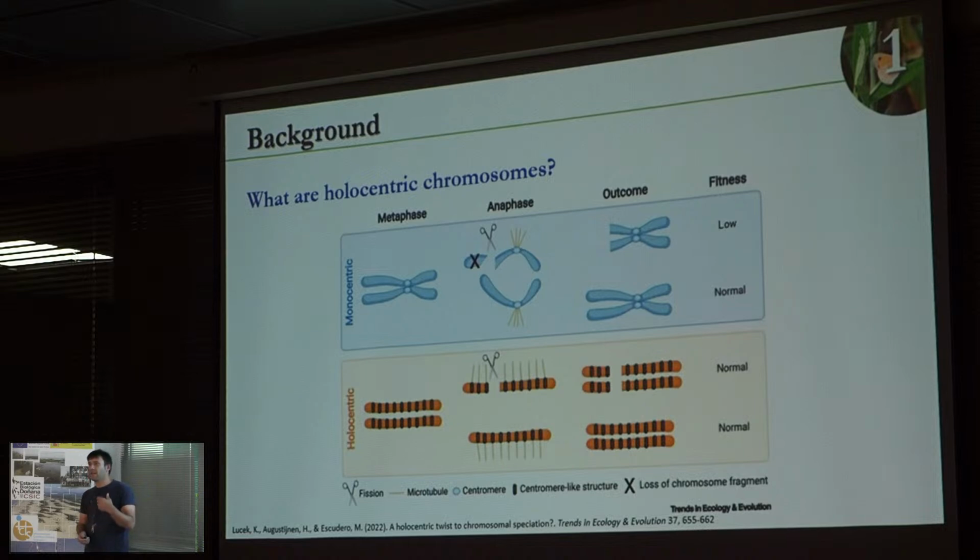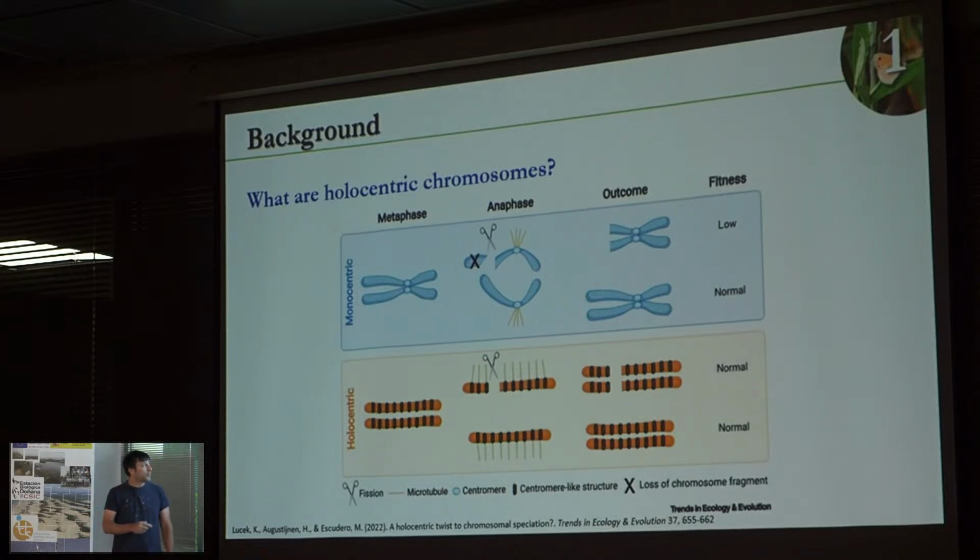80–85% of the eukaryotes have this kind of chromosome. So you have a fission in a monocentric chromosome. You may have a chromosome fragment without a centromere, and this fragment will be lost in cell division. So probably this individual that carries this chromosomal variant will have a very low fitness.